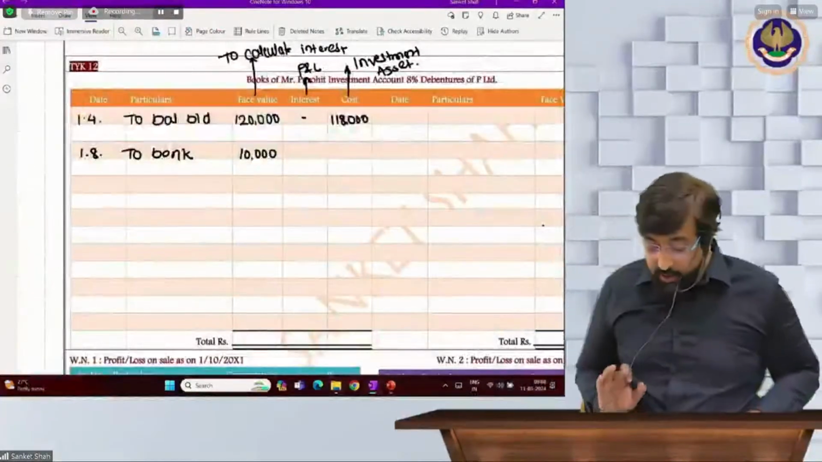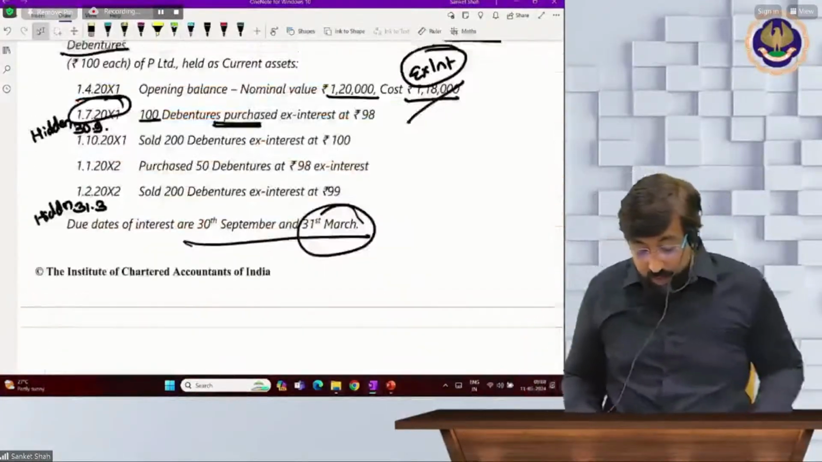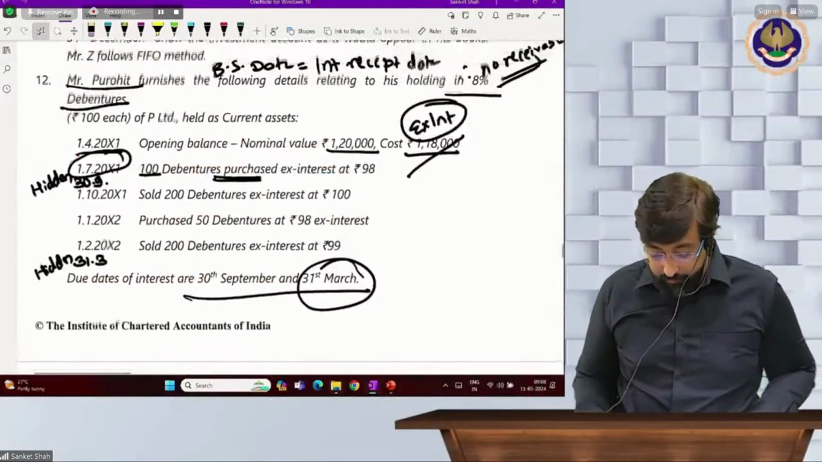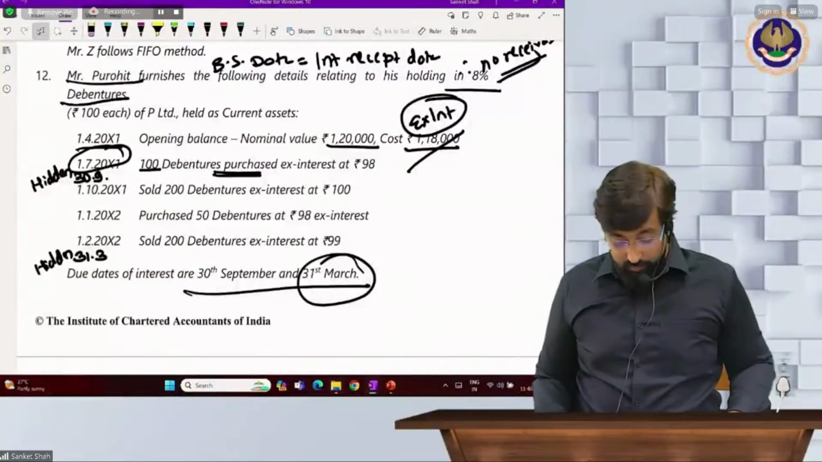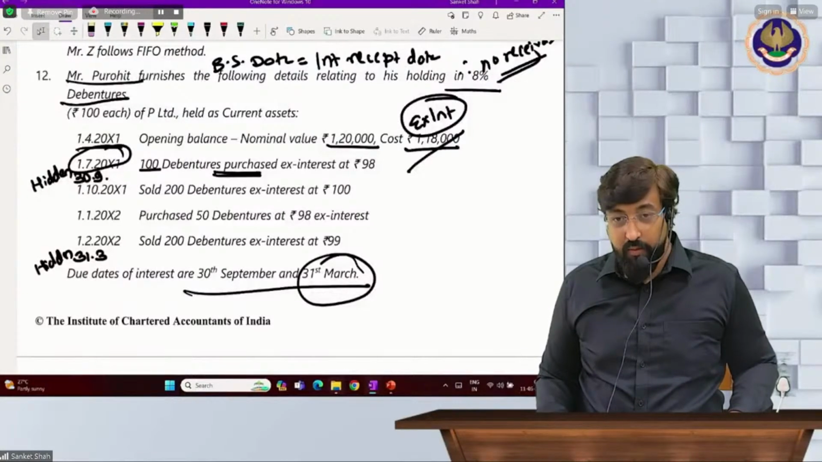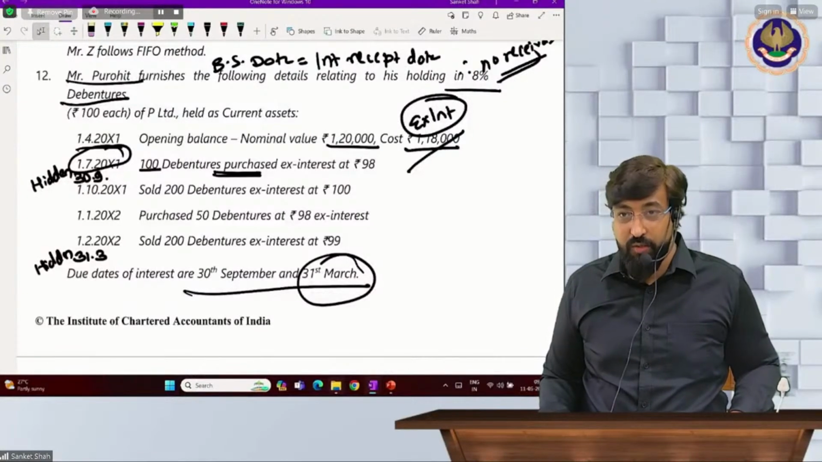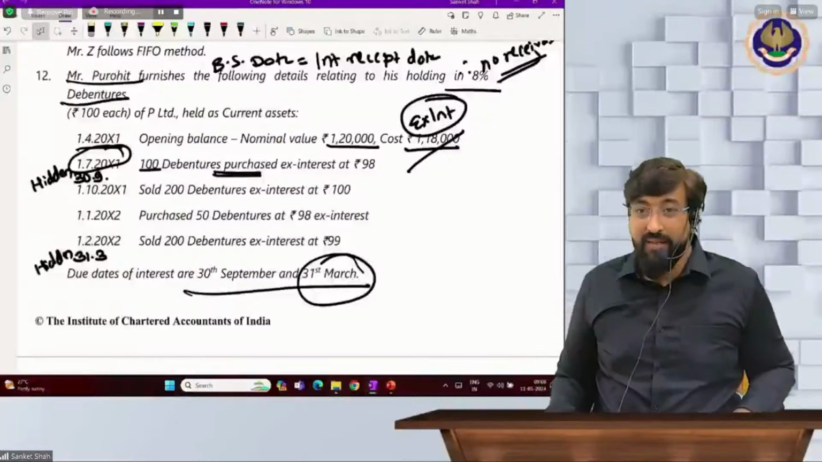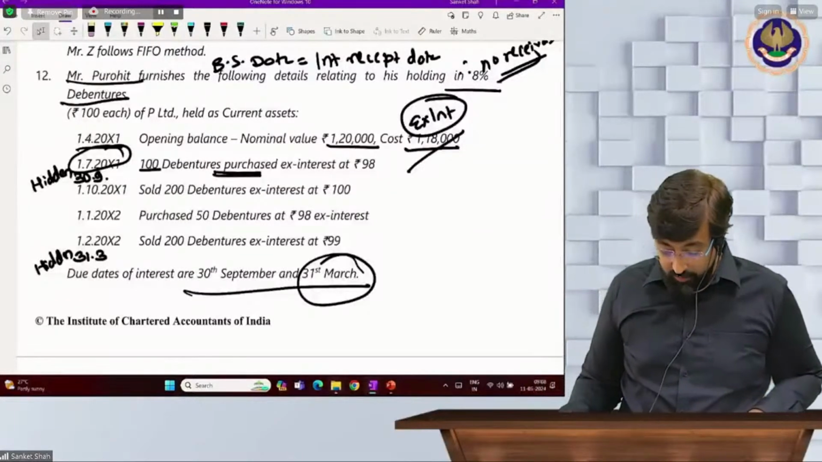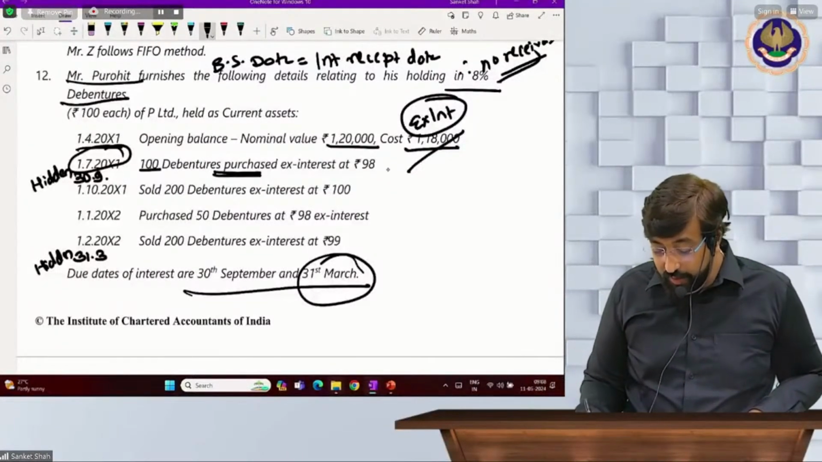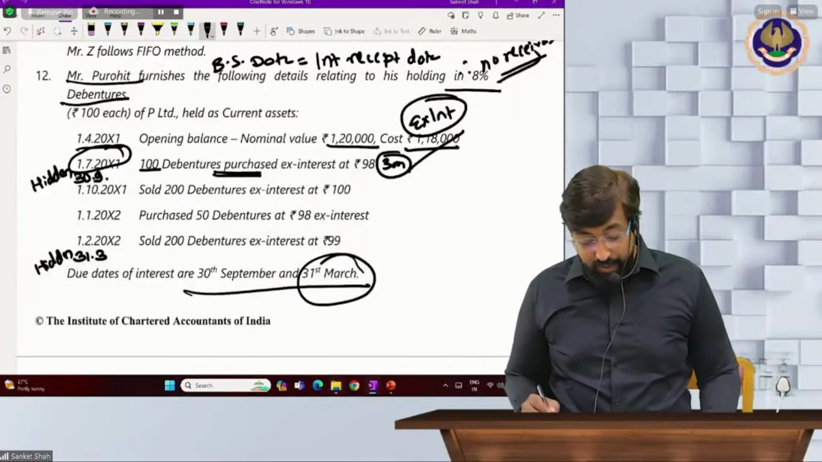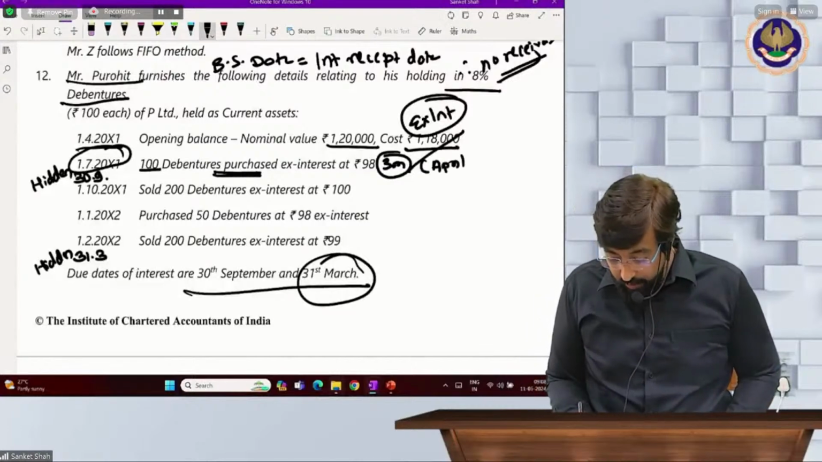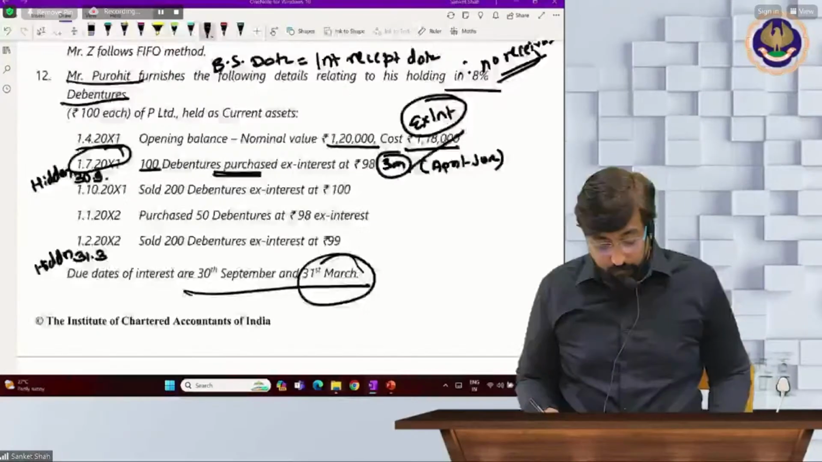So 100 debentures means 10,000. When did the company pay last interest? 31st March. How many months of interest do we now have to pay to the seller? 3 months. Very good. So 3 months of interest, from April to June, because we bought it on 1st July.